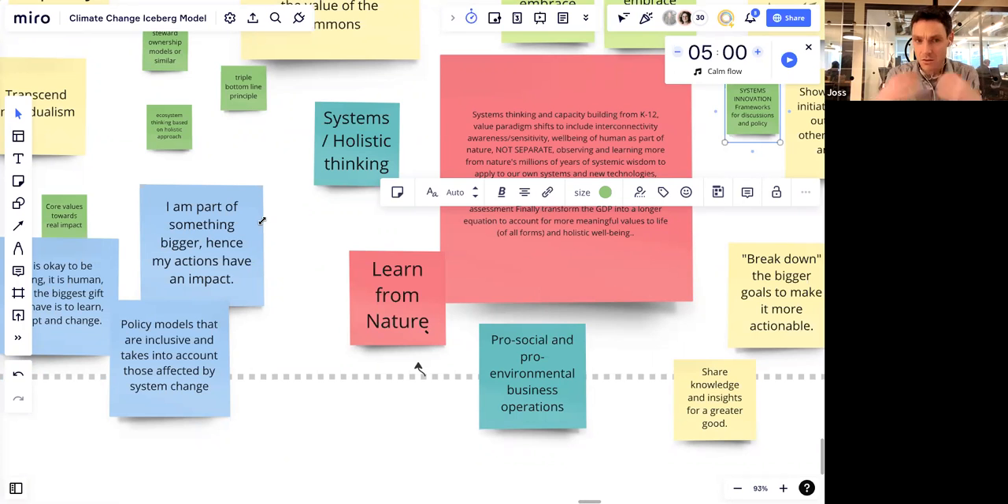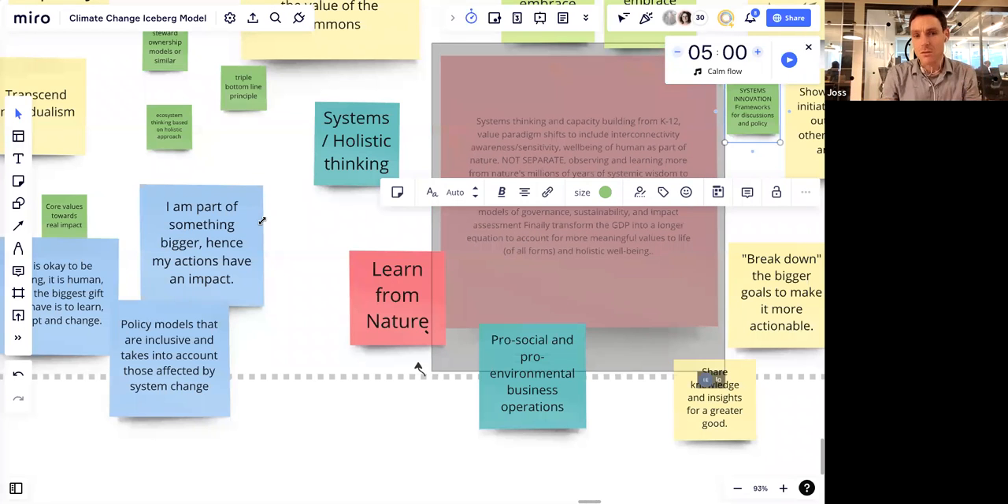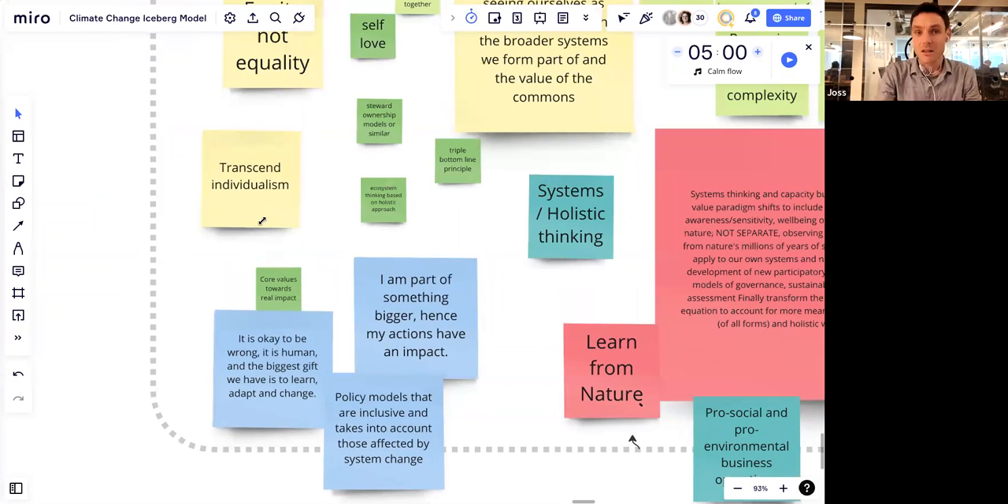Yeah, it's definitely shifting. This level of awareness is going to be important to understanding ourselves as part of something broader, and start to take account for that. Transcend individualism. It's okay to be wrong. It is human, and the biggest gift we have is to learn, adapt, and change. Yeah, this thing of adaptation instead of resistance, learning to be able to adapt, is going to be key to this.